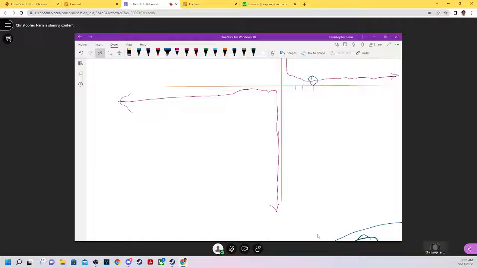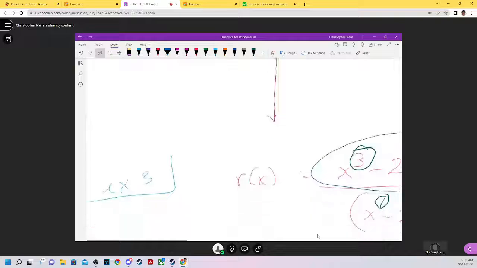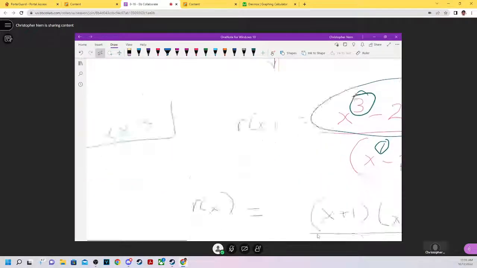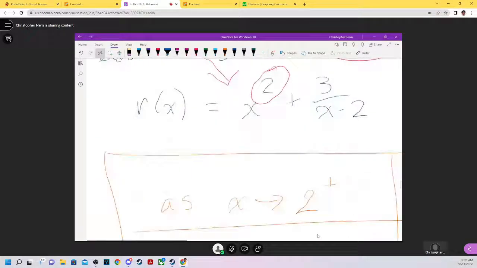If it's a quadratic, they'll both go up, unless it's negative, of course. If it's a cubic, the left side will go down and the right side will go up. So you do need to remember how to sketch your polynomial functions with rational functions. It does play a role.